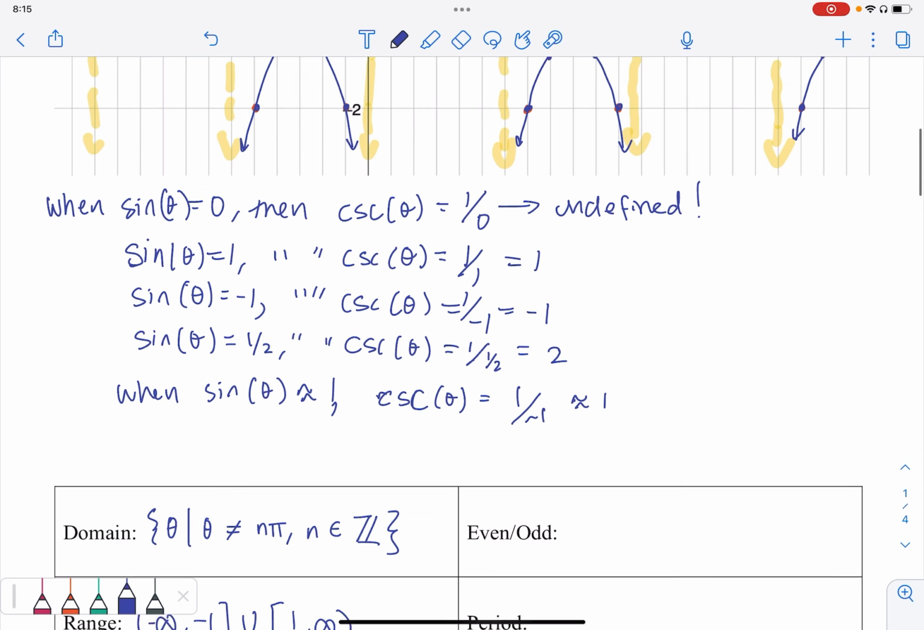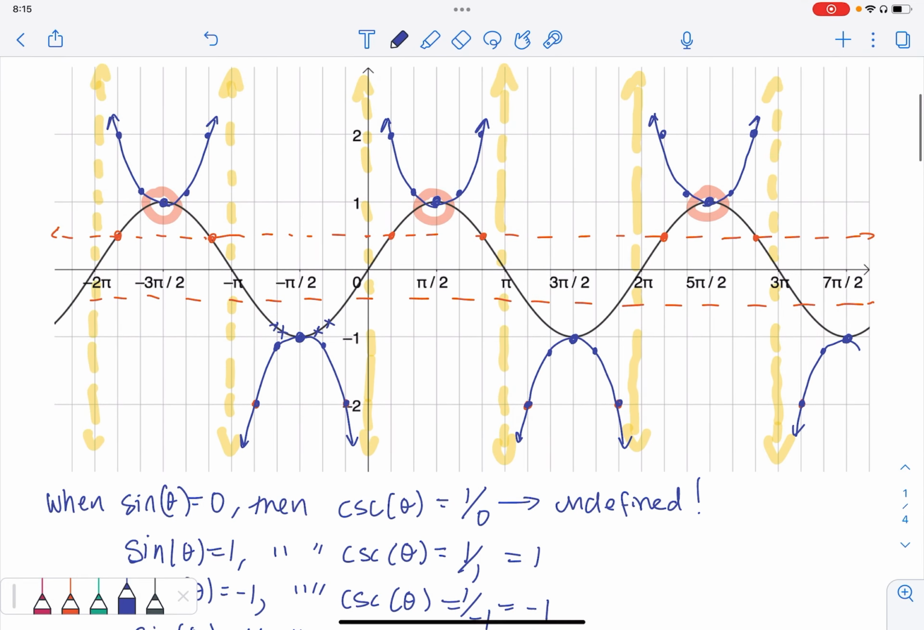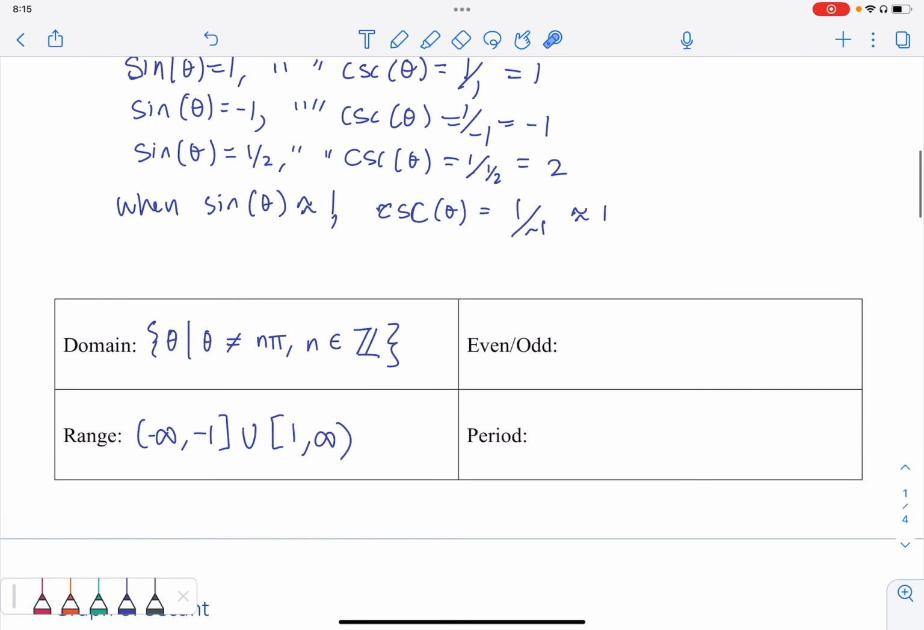What about even and odd? Is this even or odd? Well, I can see that it's not reflective across the y-axis, or else I'd have something like this, but it's not there. But if I take this cup shape here and rotate it around the origin, it would land on this piece here. And this piece here would rotate back up and land here. So this does have rotational symmetry, so it is odd. It just inherits that from the sine function. So I can say the cosecant of negative theta is negative cosecant of theta.